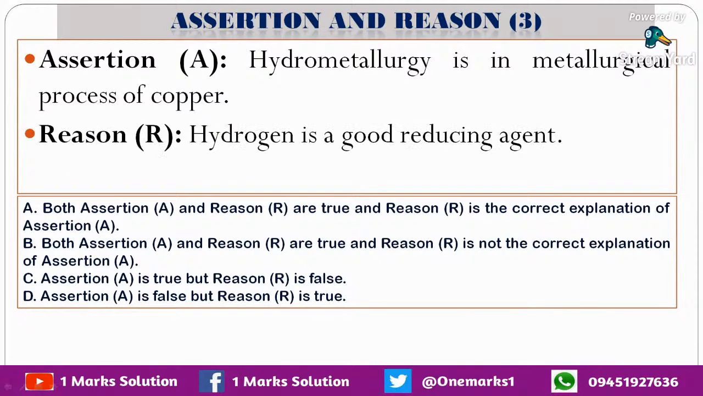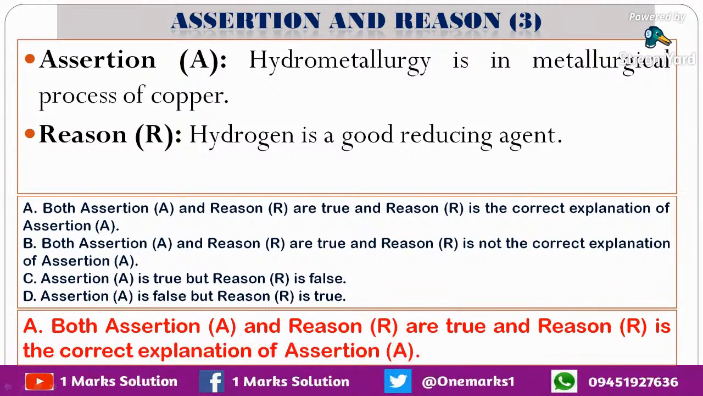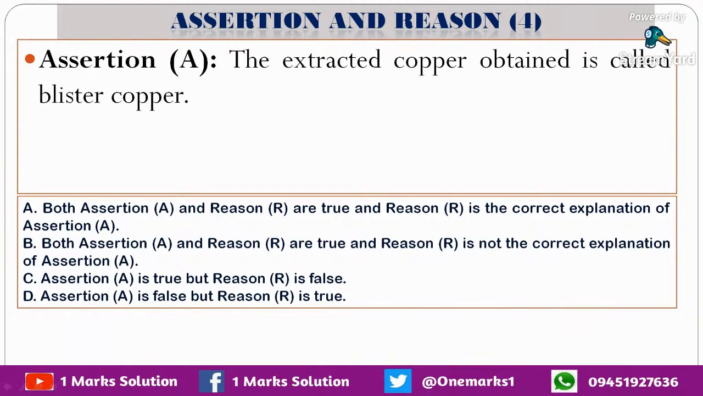The third assertion that we have is that hydrometallurgy is used in the metallurgical process of copper. Hydrometallurgy is a water-based metallurgy process. And the reason is hydrogen is a good reducing agent. That's absolutely correct. Copper reduces itself in the presence of hydrogen very easily. So assertion and reason both are correct, and reason is explaining assertion as well.